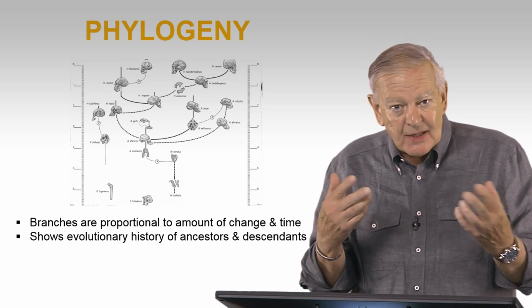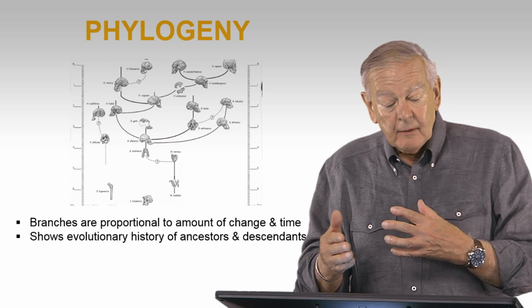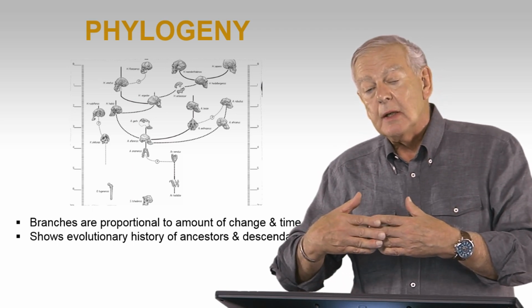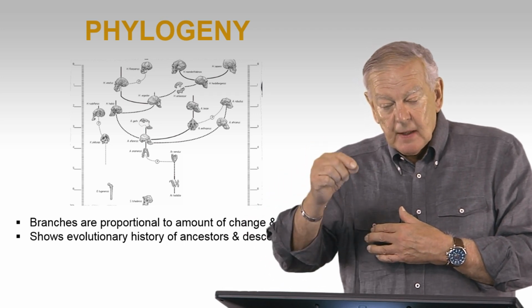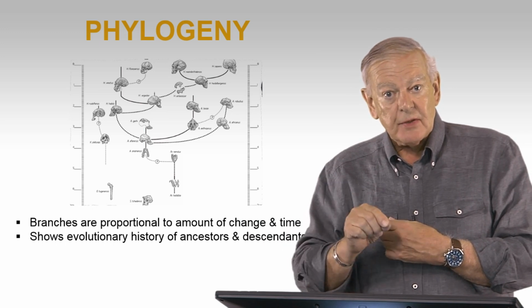So these are not exactly the same. In a phylogeny, we're considering the element of time as well as precise evolutionary history of ancestors and descendants.